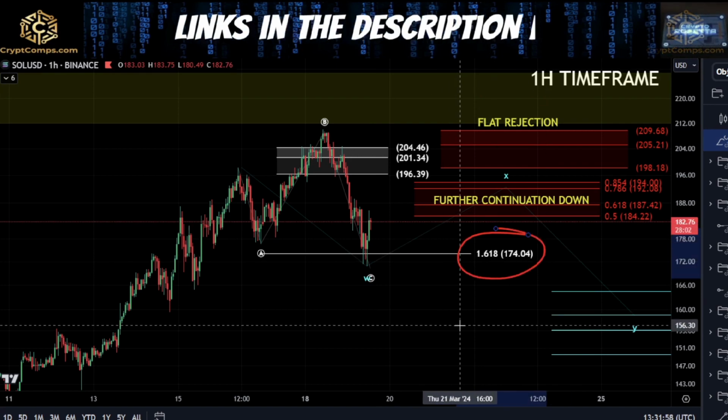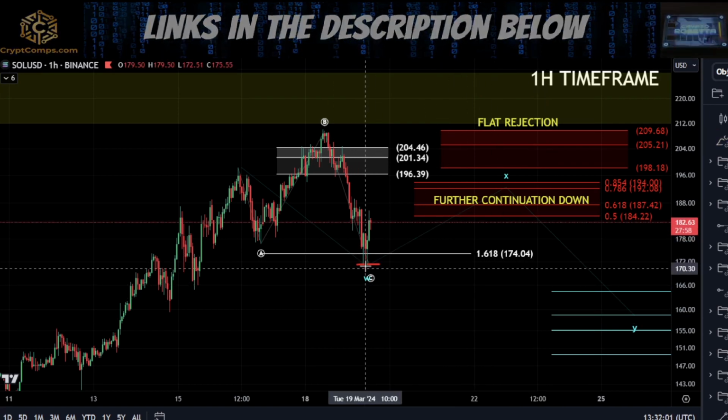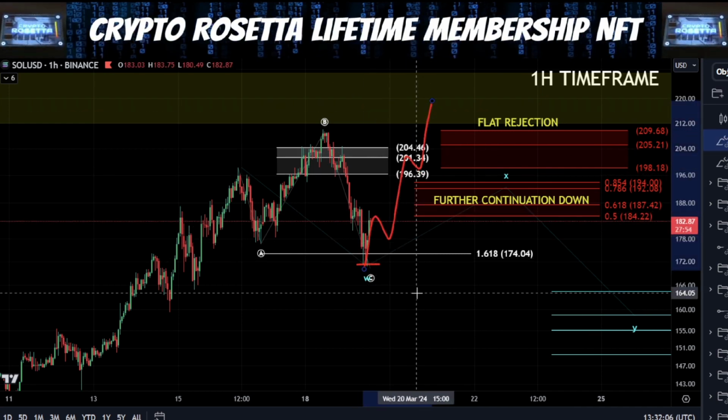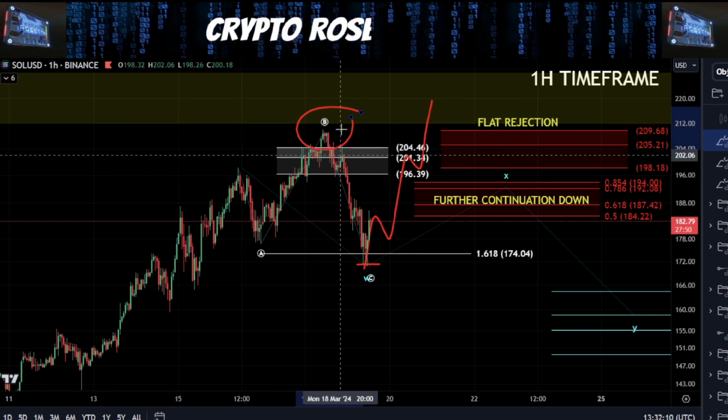We've moved down, we've hit this 1.618. If this is the case, what I would want to see is this low hold. I'd want to start to see 5-wave structure to the upside if we're looking for that additional 5th, looking to take out this B wave here at this 210.